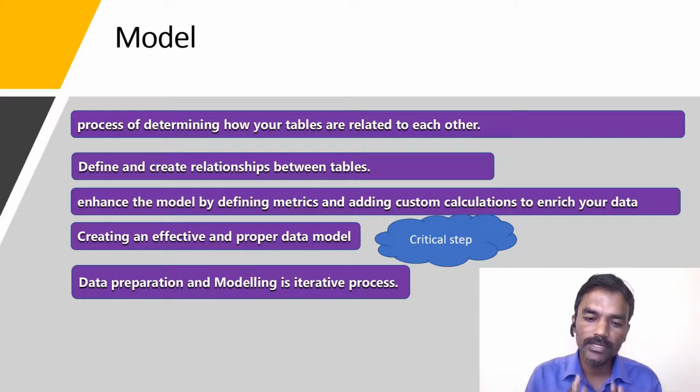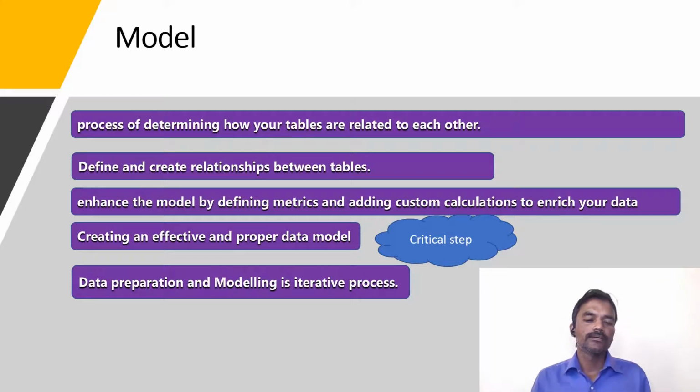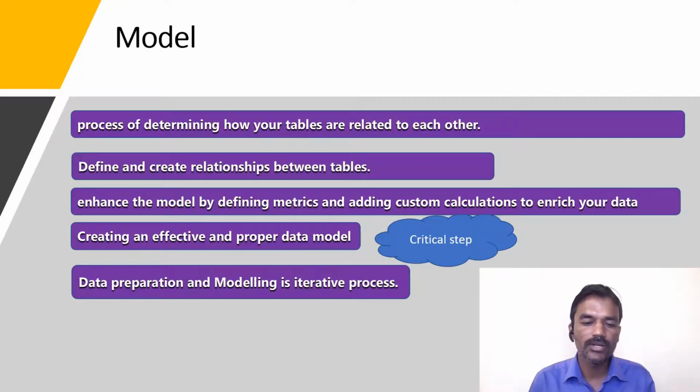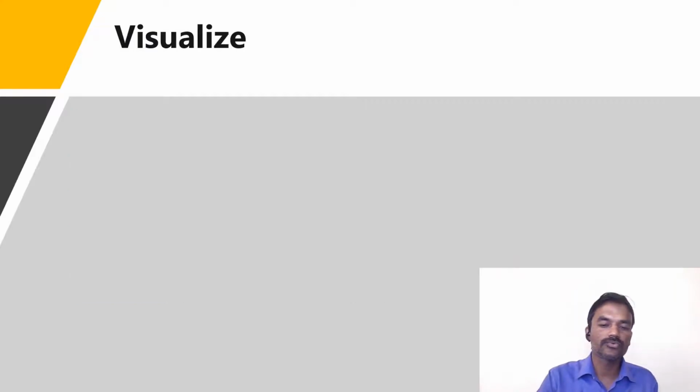By iterative process, we can go back to data preparation, make some changes, come back to modeling, and modify the model as well. Because the data gets changed, we need to go back to data preparation, modify there, do some calculation over there, and then come back to modeling as well. That kind of thing is also possible. That's why it is an iterative process.